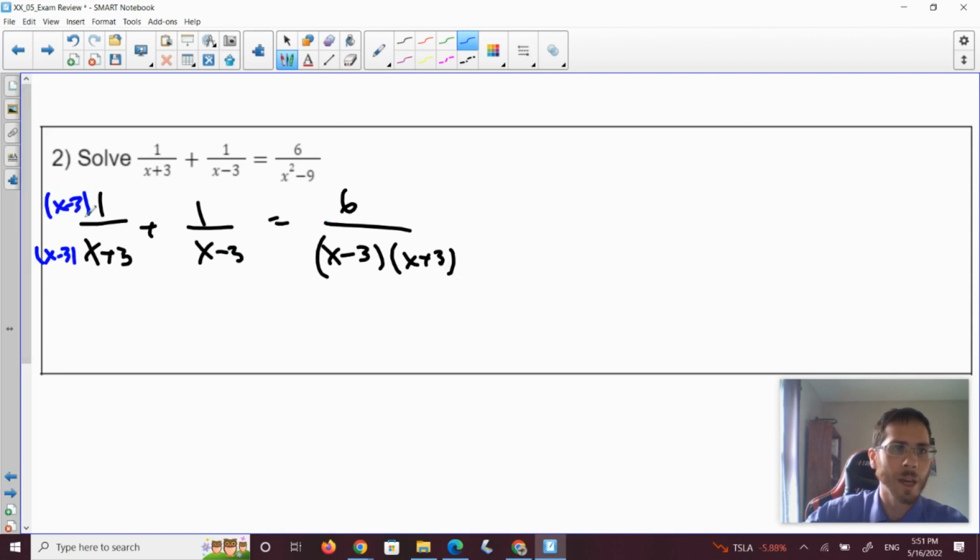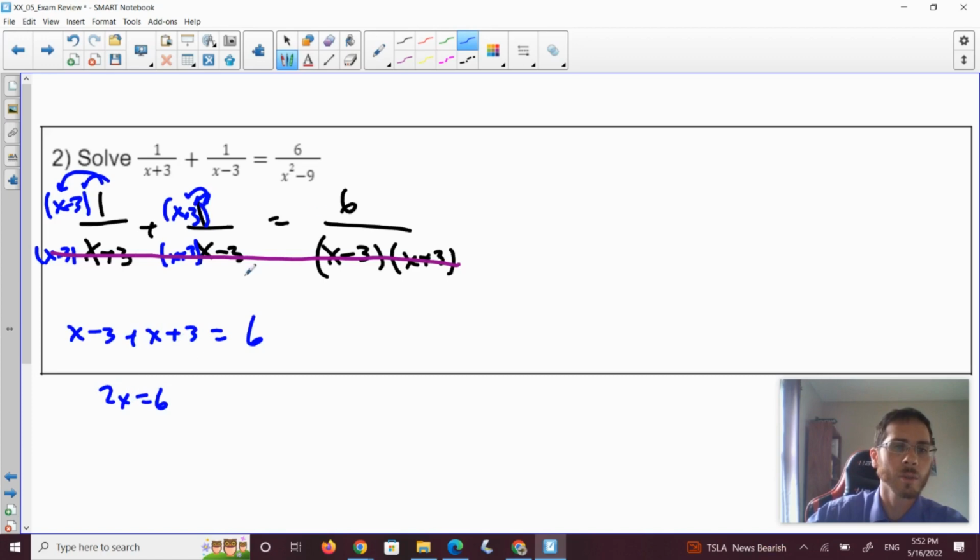So I'm going to multiply the top and the bottom by x minus 3. Over here, I have an x minus 3, so I need to multiply the top and the bottom by x plus 3. That's what I'm missing. So when we do that, we can cancel all of our denominators out. That gives us x minus 3, we distribute the 1, and we distribute that 1 there also, plus x plus 3 is equal to 6. So plus 3 and minus 3 would cancel, so 2x equals 6 when we combine like terms. Divide both sides by 2, and we get x equals 3.